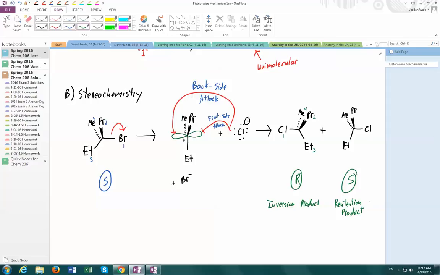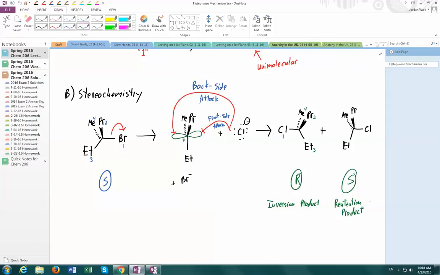And so in this case, we can see that the inversion product changes this from an S to R, but is that always going to be the case? No, we might have an inversion product that's still S, and likewise, we could end up with a retention product that actually changes this from S to R. So we just need to always make sure we're prioritizing our new groups over here, and then figuring out what the stereochemistry is. Yeah, Sarah?